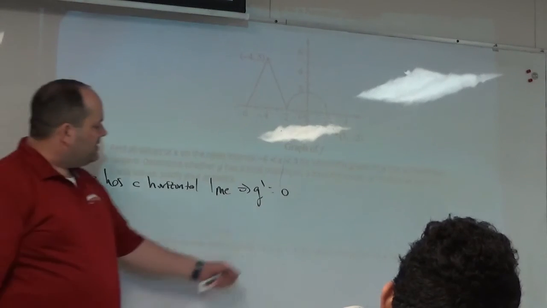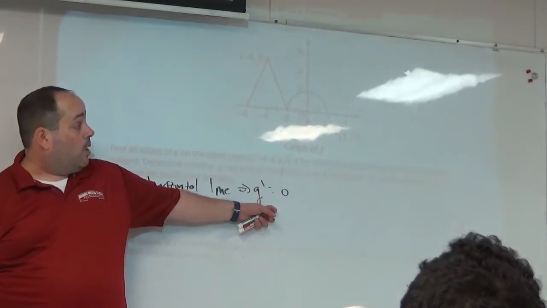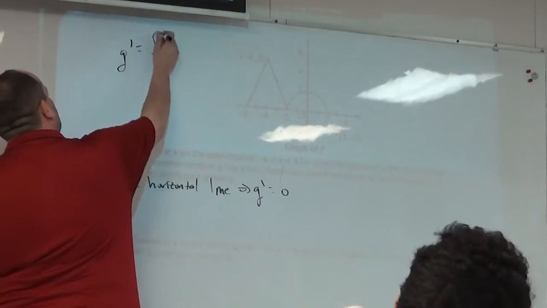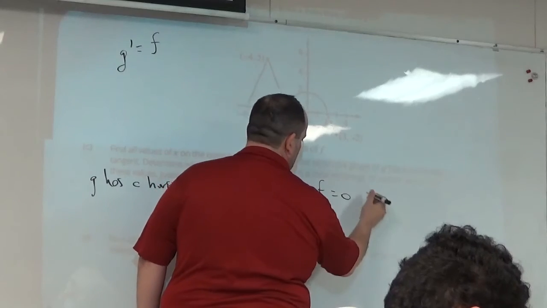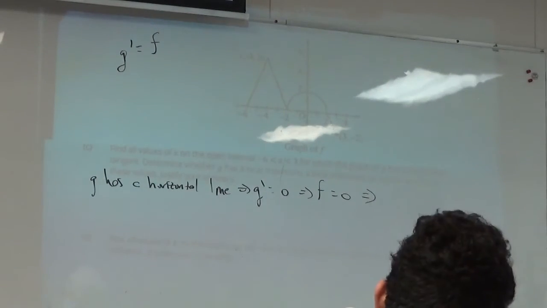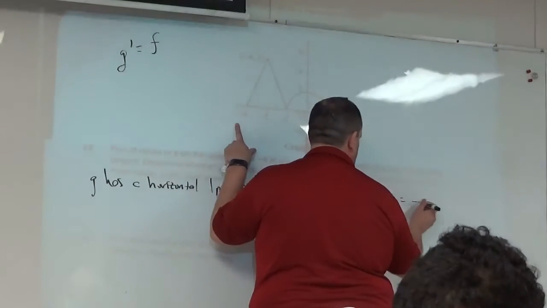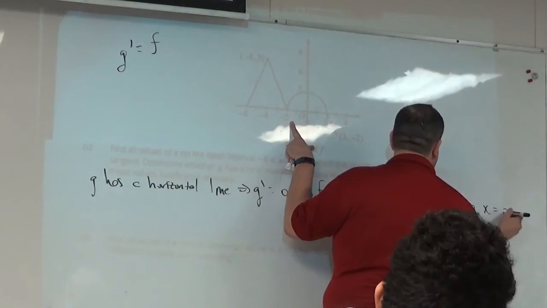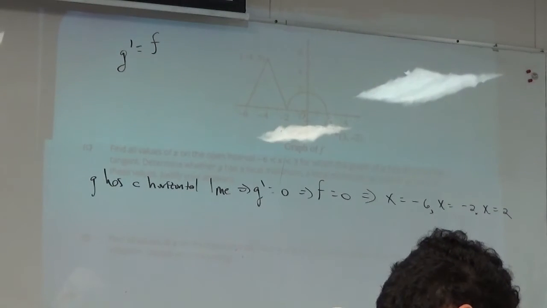Well, where is G prime going to be equal to 0? When F is equal to 0. That's why it was so important that earlier we made that connection. So this means that F is equal to 0. Where's F equal to 0? X equals -6, -2, and x equals 2. And that's mostly good, but not 100% good.